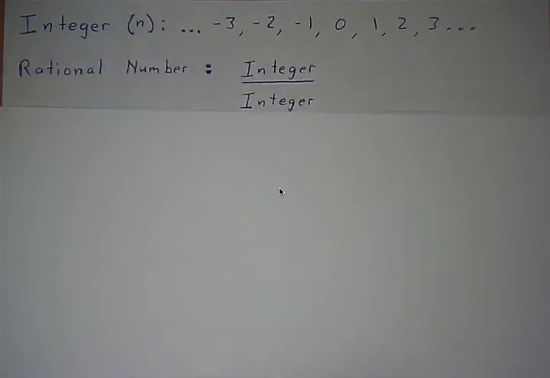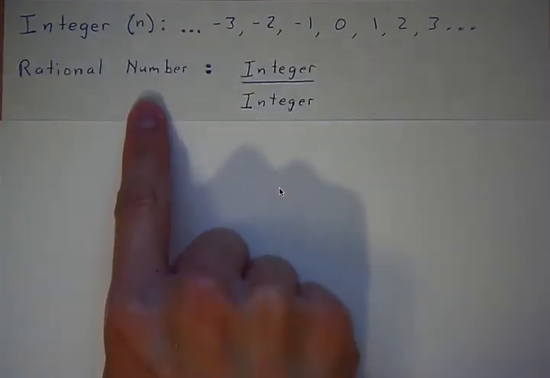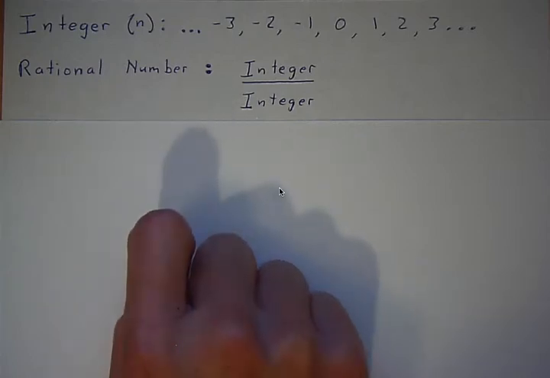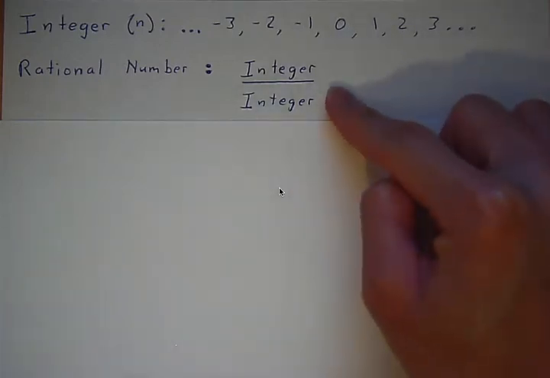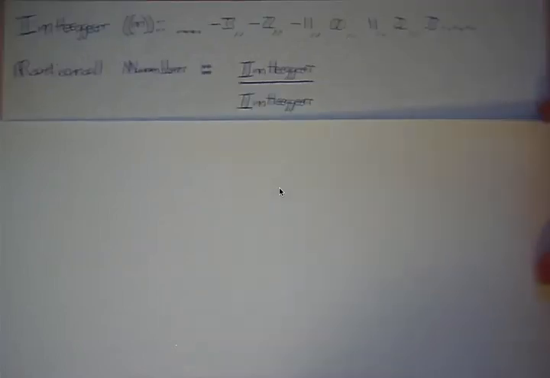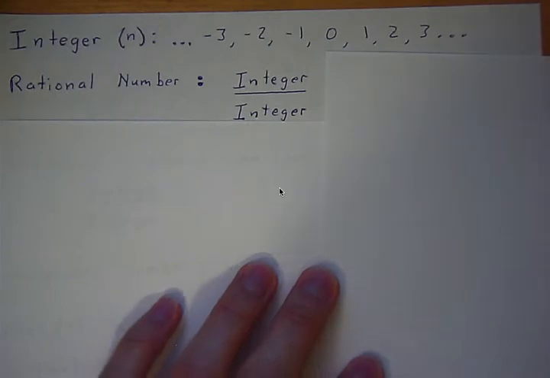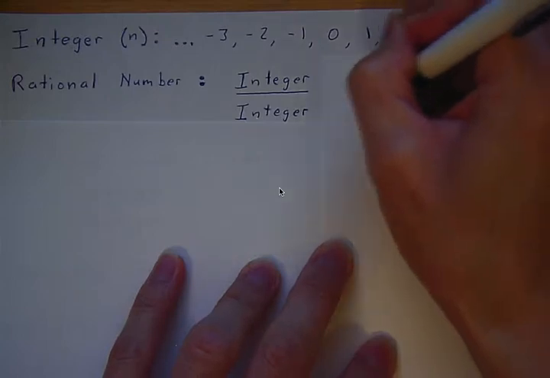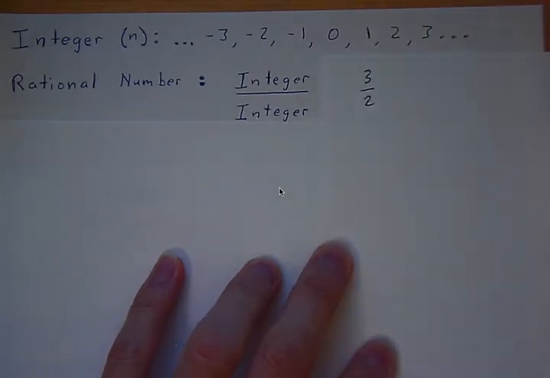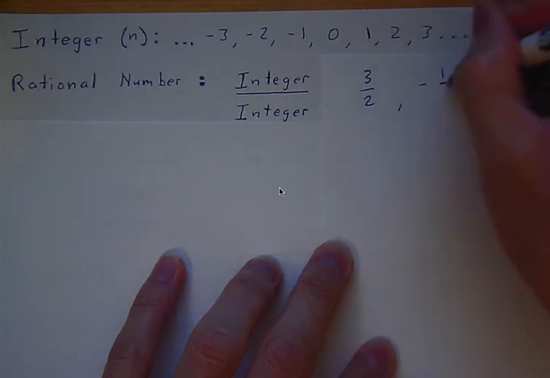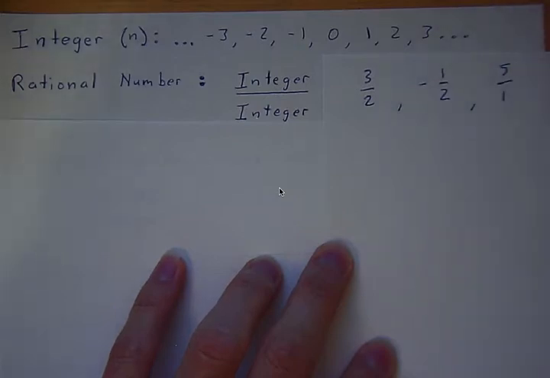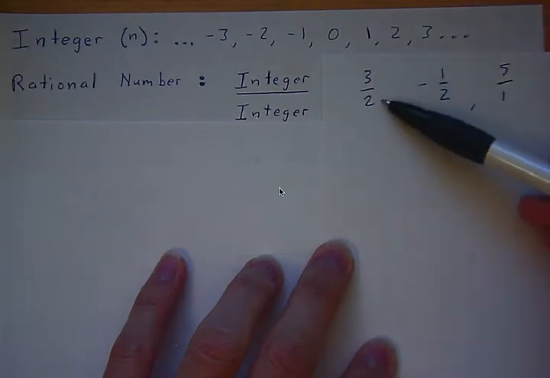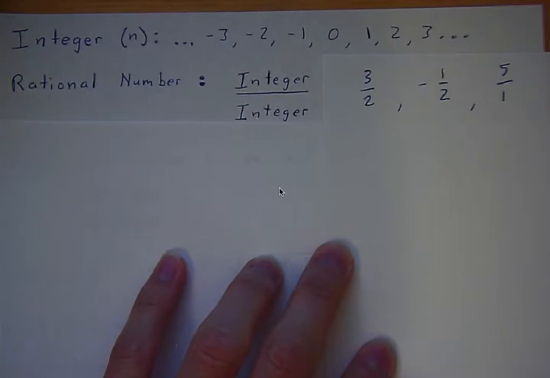Next word, rational number. A rational number is anything you can write as an integer divided by an integer. For example, the number 3/2 would be a rational number, or negative 1/2, or 5/1. Those would all be rational numbers as long as you can write it as an integer divided by an integer. Okay?